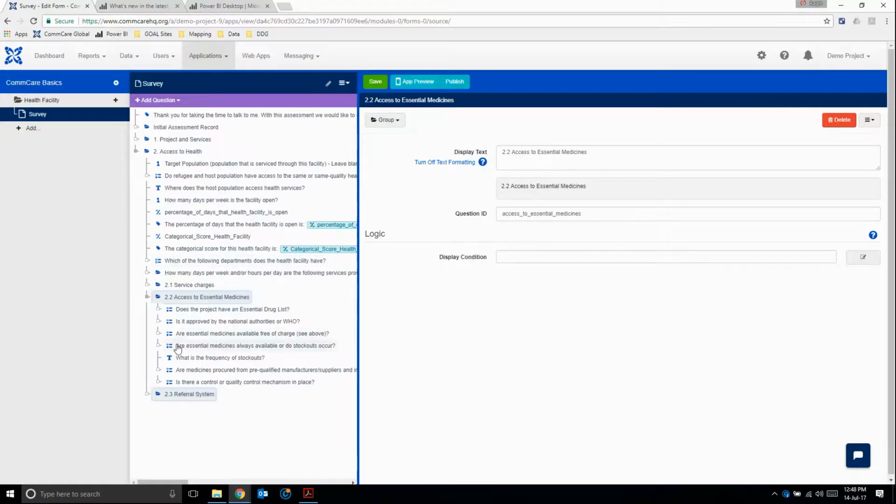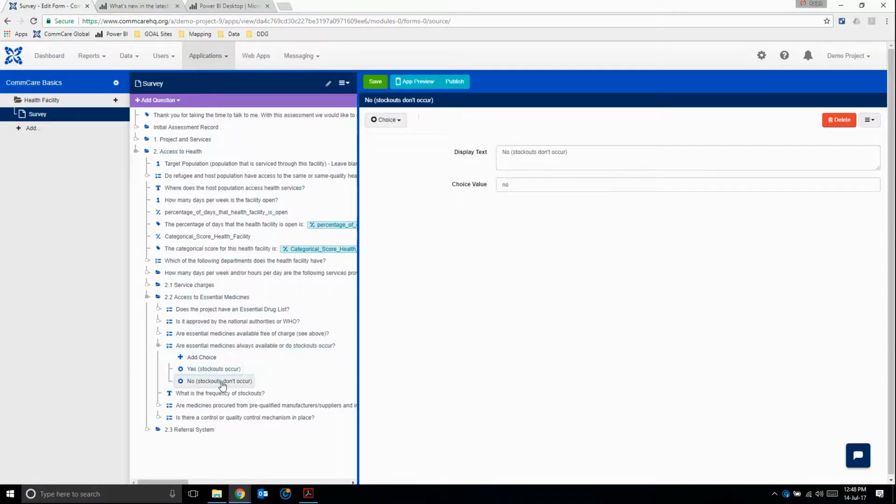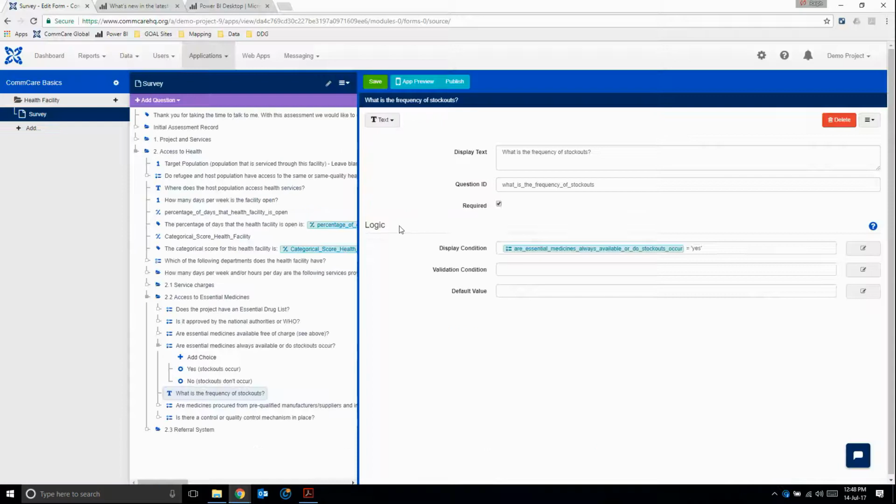So what I did, in order to make this clear, let me just expand this. I said, are essential medicines always available, or do stockouts occur? Preferably, we would actually just change this question to do stockouts occur. But as we want to keep it more or less similar to the paper form, I've left the question as is. But then in the answers, I've added a little bit. So I say yes, stockouts occur, or no, stockouts occur. And then after this question, we should have, so if yes, what is the frequency? So I have a text question, what is the frequency of stockouts? And a display condition within that text question saying only display it if the answer to our question, do stockouts occur, is yes.